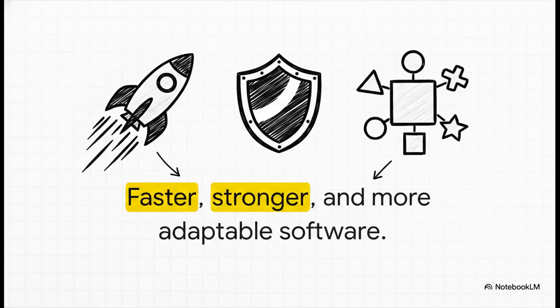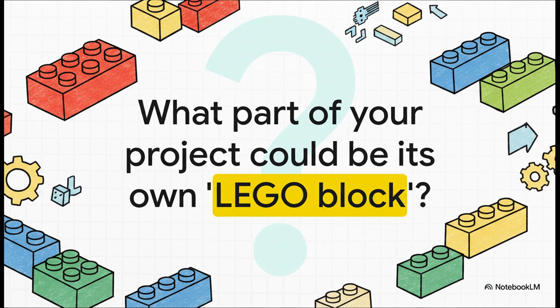So the end result of all of this, of thinking in modules, is software that's just plain better. It gets built faster, it's stronger and less likely to break, and it's so much more adaptable to whatever changes or new features come down the line. So I'll leave you with a question to noodle on. Whether you're a developer, a manager, or you're just curious about how things get built, think about this. What part of your next project, big or small, could be its very own Lego block?